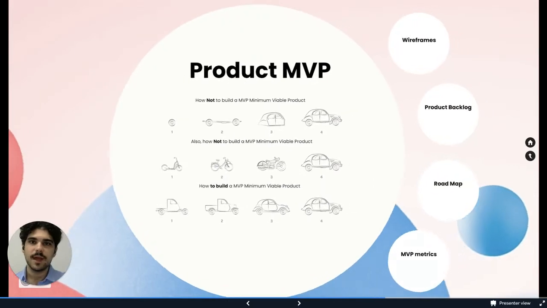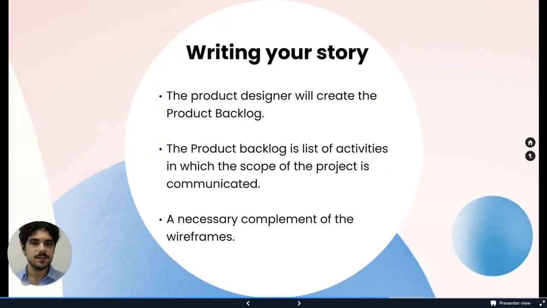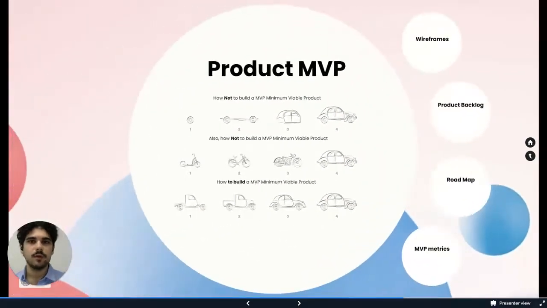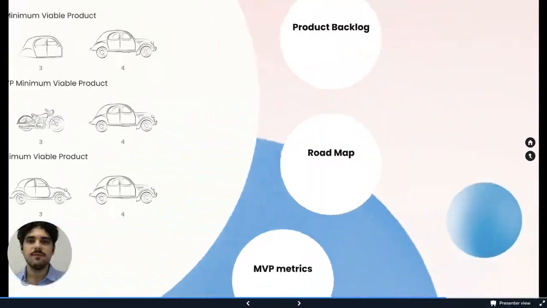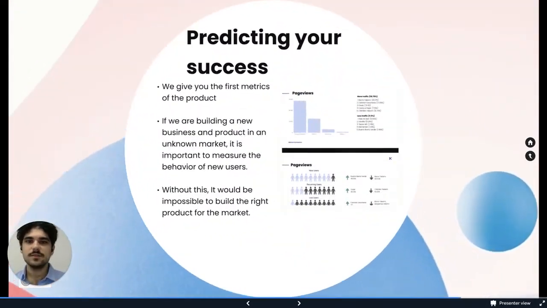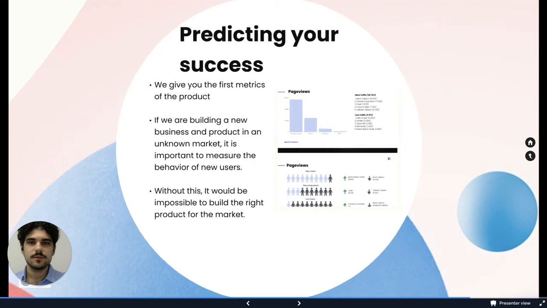Next, we'll create a product backlog. This is going to be a list of activities in which the scope of the project is communicated. After we do that, we'll create a roadmap, and this is basically just going to allow us to stay on track with the backlog. Next, we'll create MVP metrics. Essentially, this is just going to allow us to measure how a product will do in an unknown market by measuring the behavior of new users.